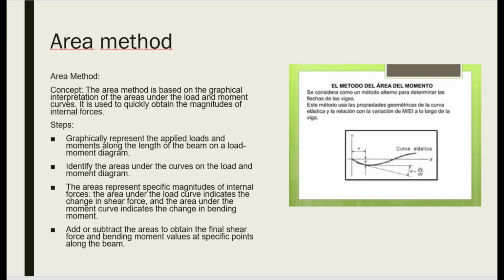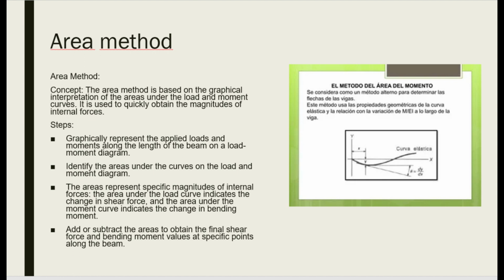Area method concept. The area method is based on the graphical interpretation of the areas under the load and moment curves. It is used to quickly obtain the magnitudes of internal forces. Steps. Graphically represent the applied loads and moments along the length of the beam on a load-moment diagram. Identify the areas under the curves on the load and moment diagram. The areas represent specific magnitudes of internal forces.